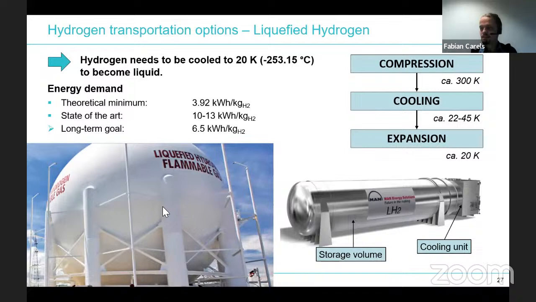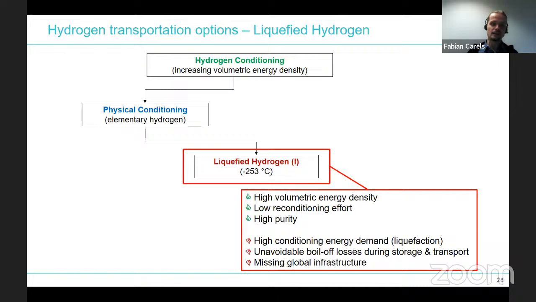It is already done today, especially in the aerospace industry. So for the NASA spaceships, they use liquefied hydrogen as a fuel. So this is a real tank which exists in the US, I think, for liquefied hydrogen. And we just have a really high energy density, which is way higher compared to the compressed gaseous hydrogen.